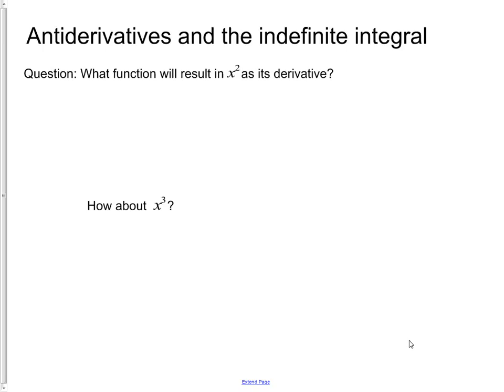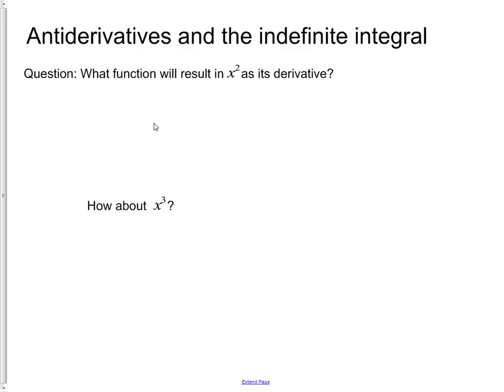Hello, everybody. The topic of today's discussion is antiderivatives and the indefinite integral. And the idea of an antiderivative should actually make some sense in regard to the question that I'm going to ask right here, which is this. What function will result in x squared as its derivative?